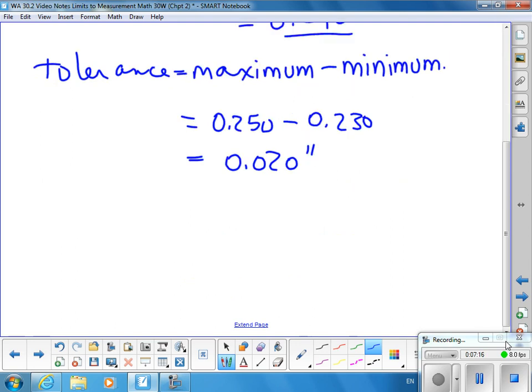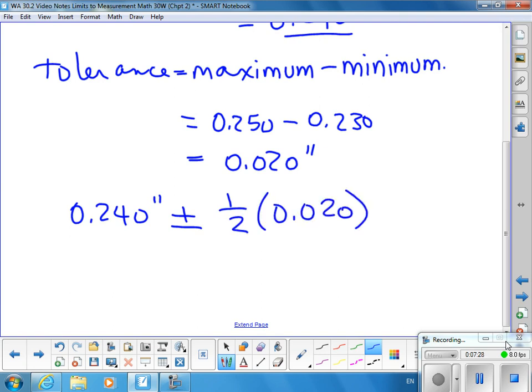So my nominal value to write this out is 0.240 plus or minus half of the tolerance. So I would divide that in half first to write the final answer of 0.010. So from here, this is the middle value, the one you're shooting for. It could be bigger than this measurement by 0.01 of an inch, or it could be smaller by, again, 0.01 of an inch.